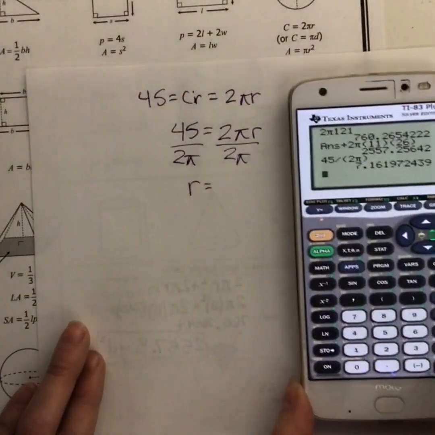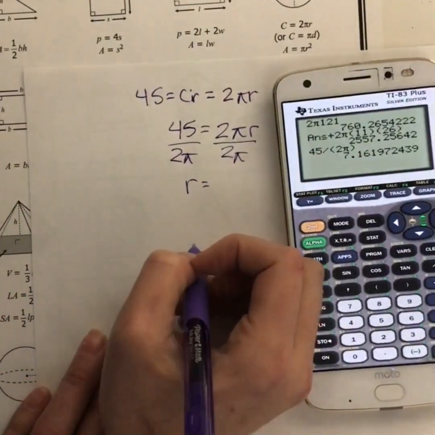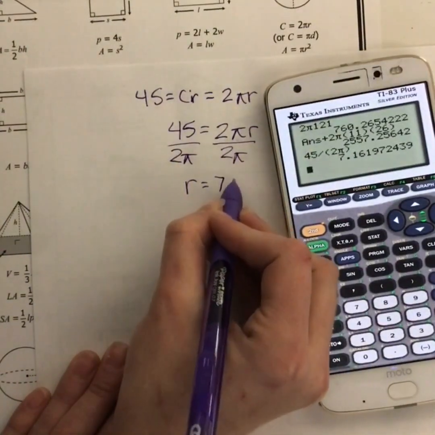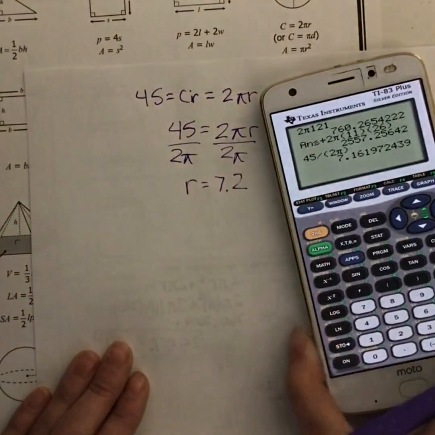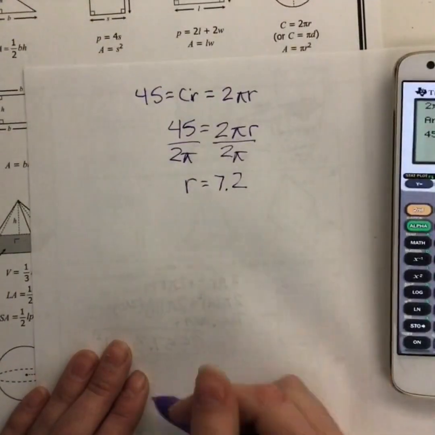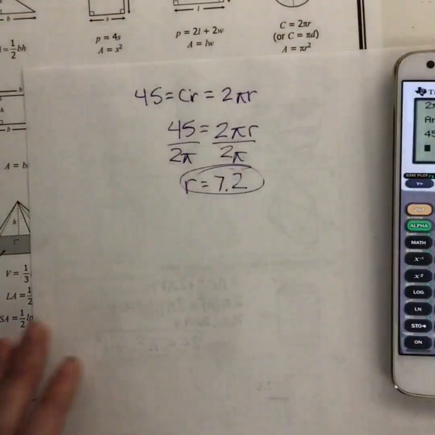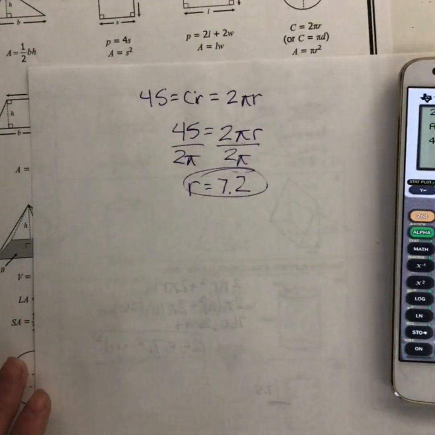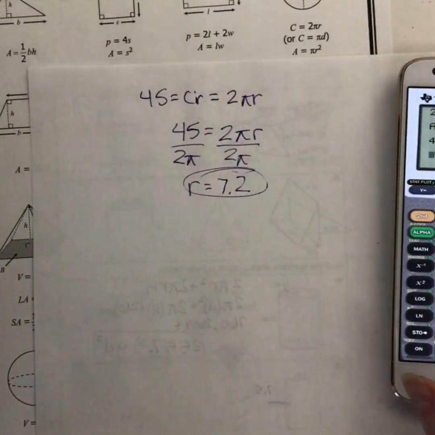And we get that our radius would be 7.1619, yada yada. I'm just going to round to the nearest tenth again, 7.2. And I didn't have units on here. It could be inches, could be anything. This was just an example to show you how to go from circumference to your radius so that you can plug that in for your equations.